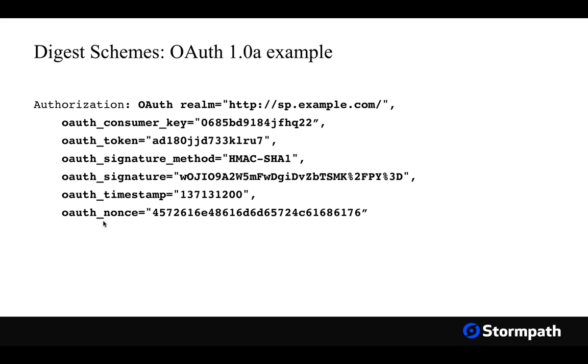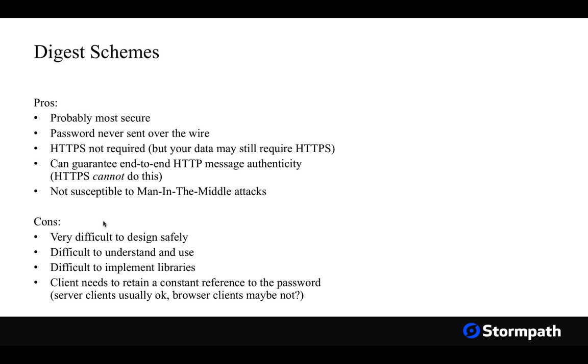So this is a real example of what OAuth 1.0a looks like. The client would send all of this data over as part of the authorization header, and the server would be expected to use this information and calculate the same digest, or same signature. And as long as the two are equal, the server could trust the client. But there are some problems with this. As you can see, there's a huge amount of information here. A lot of it is based in cryptography and digital signatures. And so let's talk about some pros and cons of digest schemes.